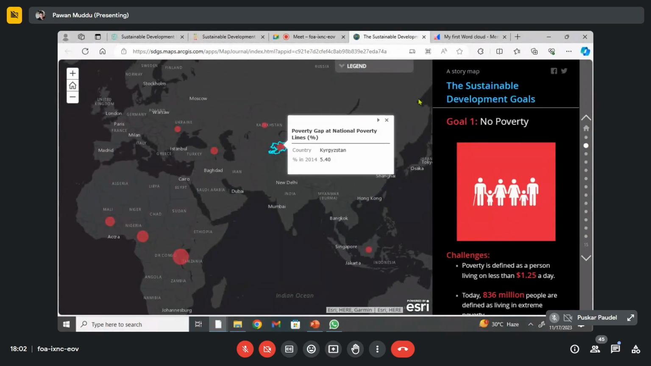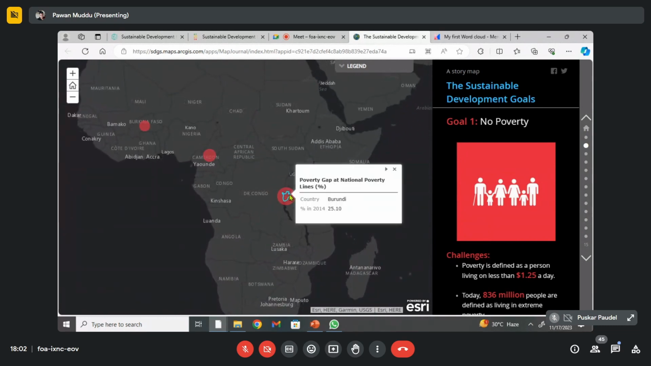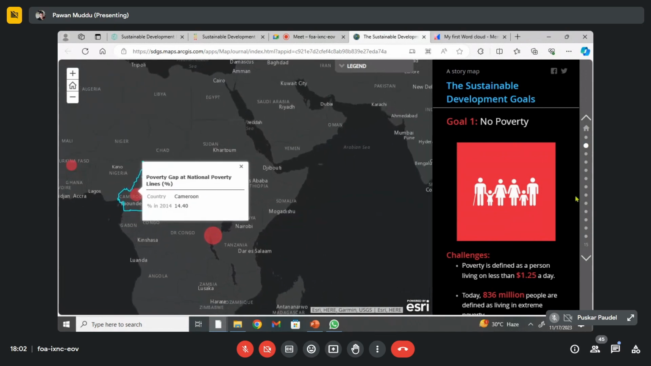Now, Kyrgyzstan, for example, is 5.40, but you come into areas within Central Africa, and you see that we have a gap of 25.10% in Burundi, and in Cameroon it is 14%. So it's the poverty gap at national poverty lines, and you can see the poverty gap is 14% in some parts of the world. So the understanding is that we have a world where people are living on less than $1 a day. If a world is something like that, we need to visualize it, and these tools can help do so. So that is the first thing you can see.